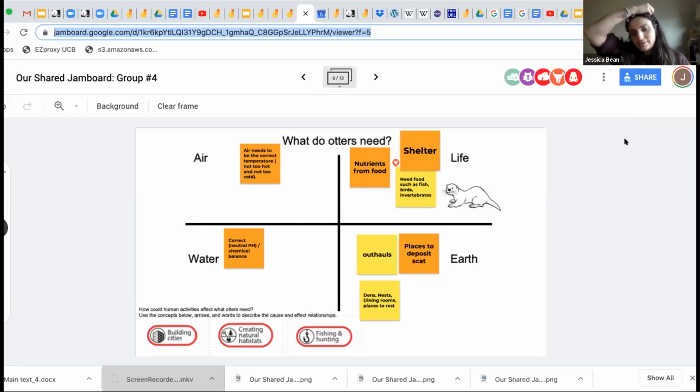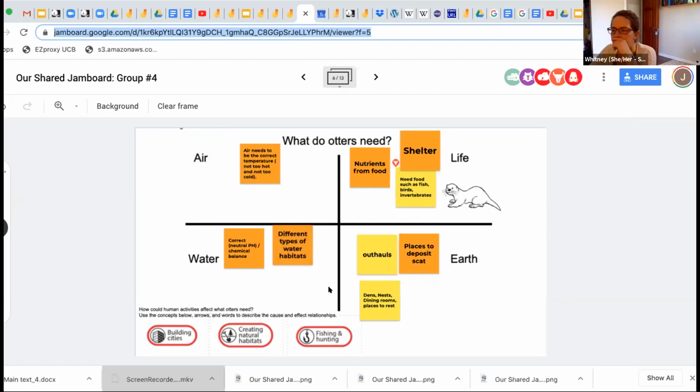So this is a great list. So why don't we start making the connections with the human activities? Because we only have a few more minutes. Should we start with building cities or creating natural habitats or fishing and hunting? Which one do you want to start with?